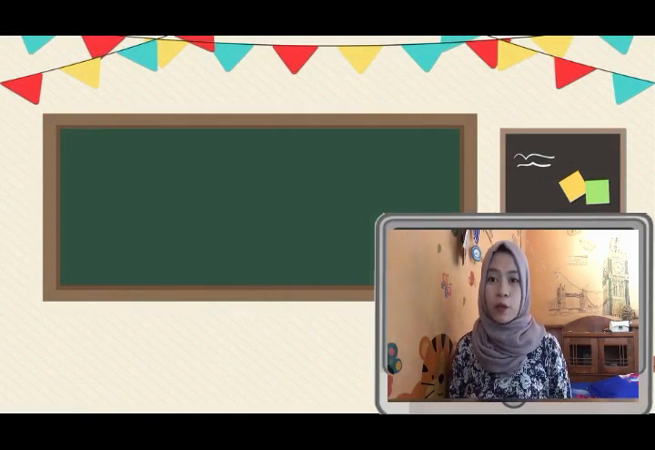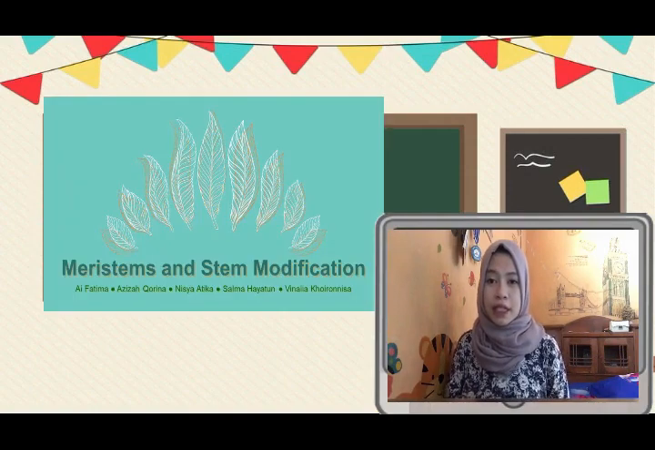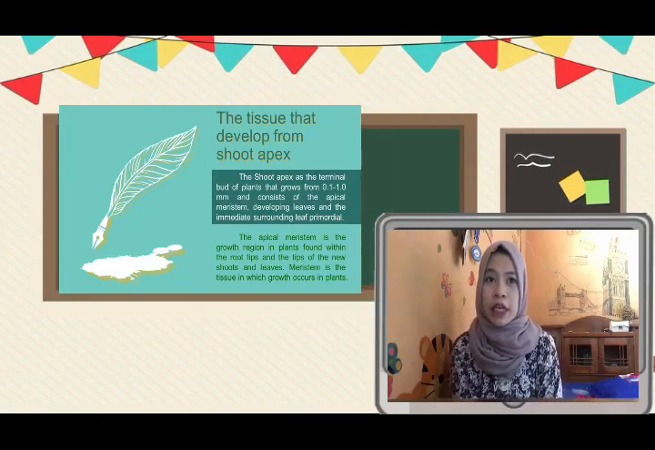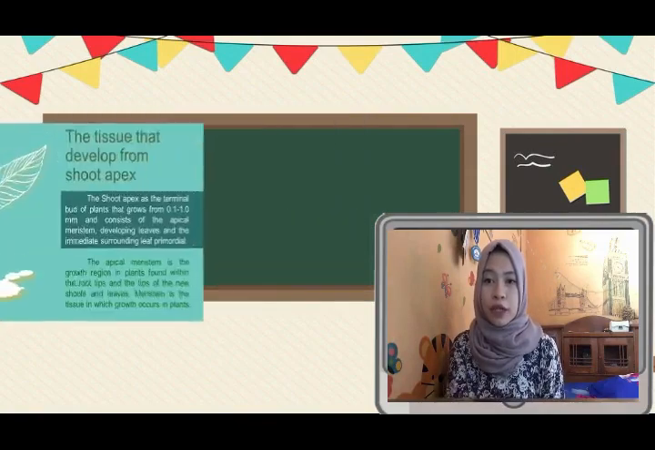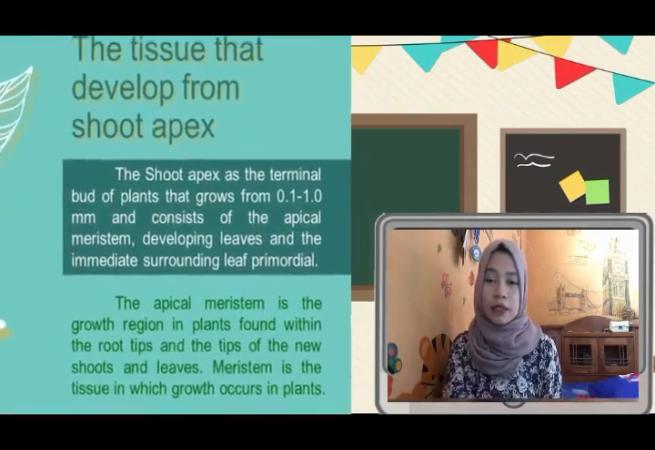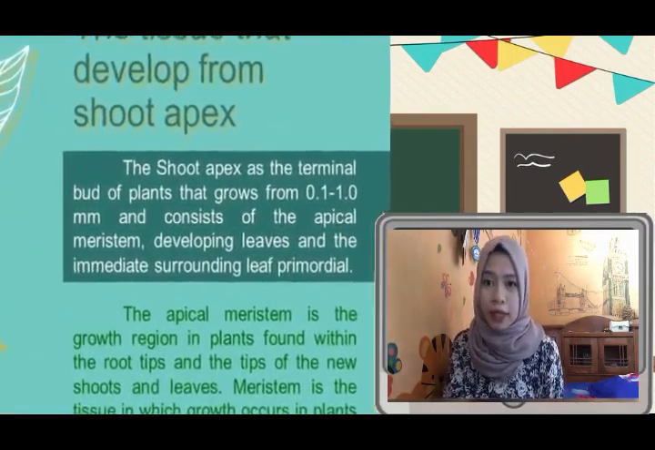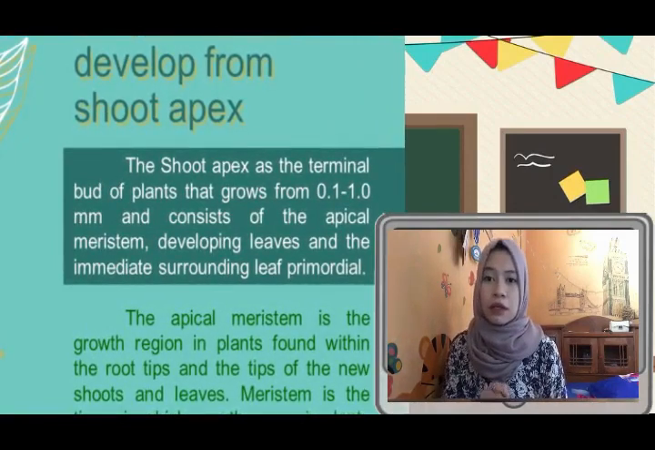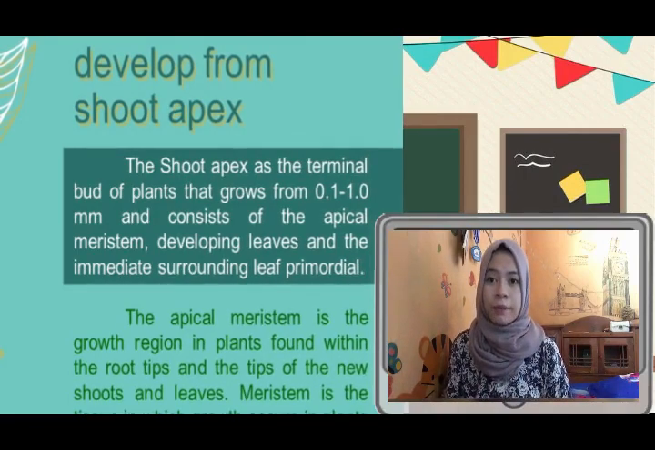Me and my friend will present our presentation about meristems and stem modification. Okay, the first is the tissue that develops from shoot apex. The shoot apex is the terminal bud of plants that consists of apical meristems, young leaves, and the immediate surrounding leaf primordia.